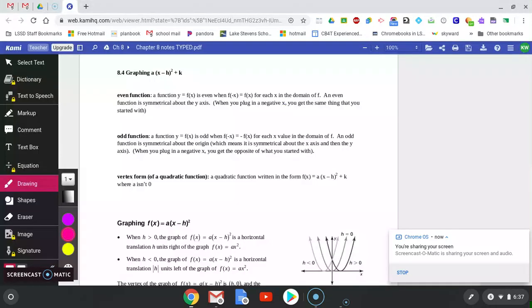All right, today we are moving on to graphing our quadratic functions when it is in vertex form. So this is vertex form. We're also going to look at even versus odd functions.